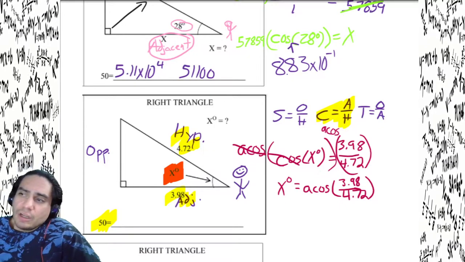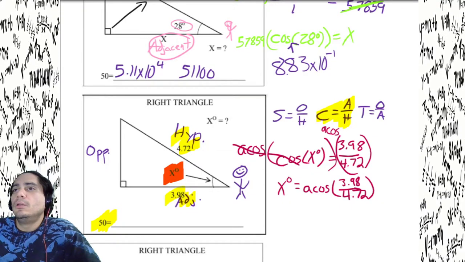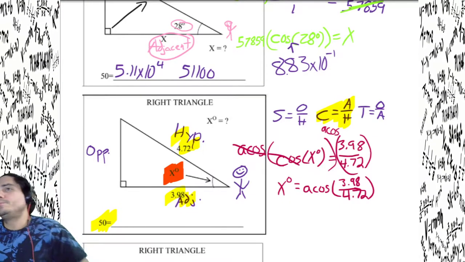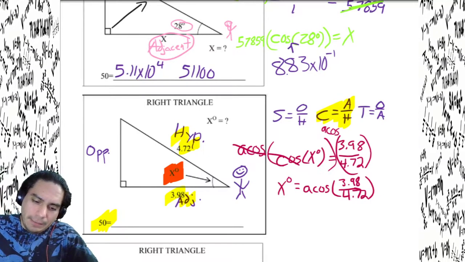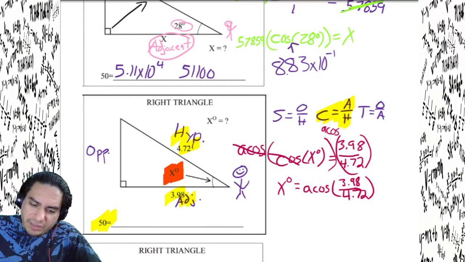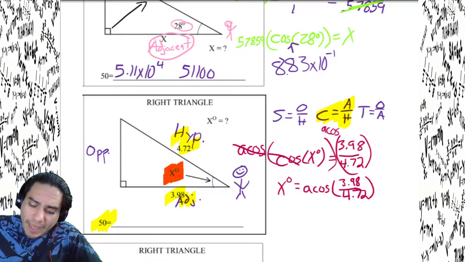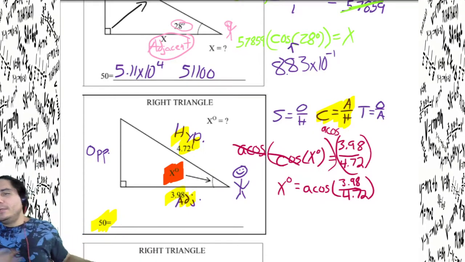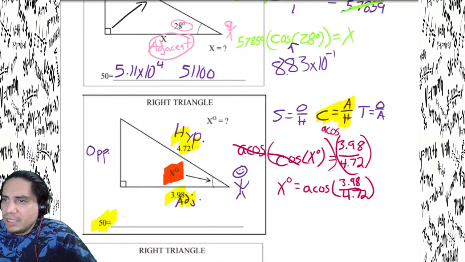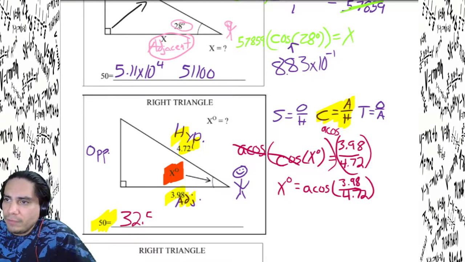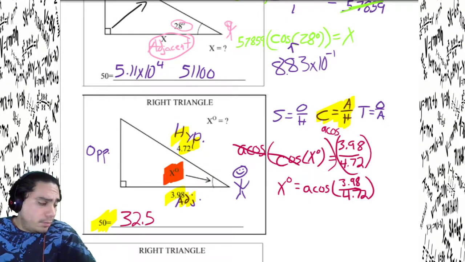We're gonna be able to do this real easy on our calculator. I'm gonna start punching it in. 3.98, enter, 4.72, divide. Remember, always do what's inside the parentheses first. Immediately when you do that, you hit blue a cos. Call it a day. We got our answer for this problem: 32.5 degrees. We don't need to put the degree symbol, but just so you know.